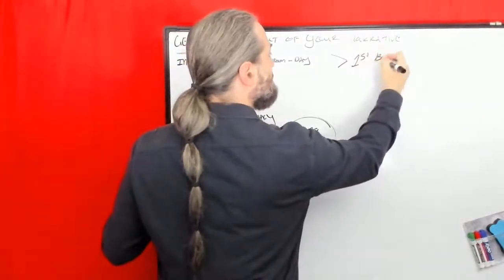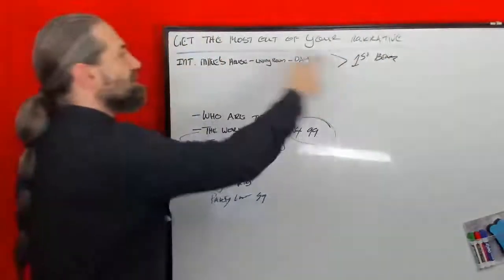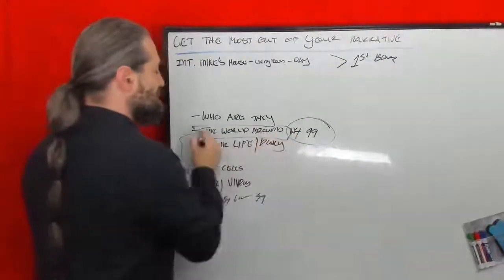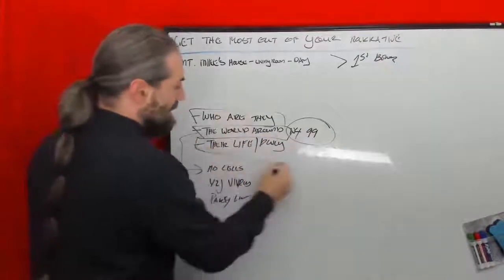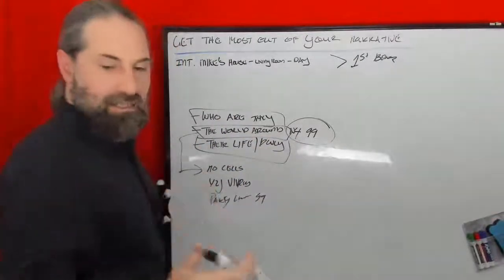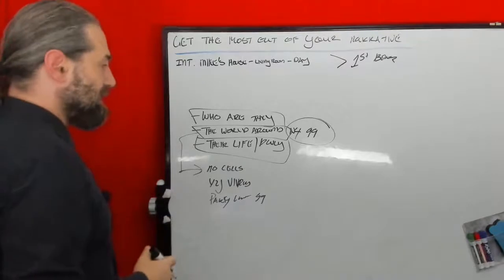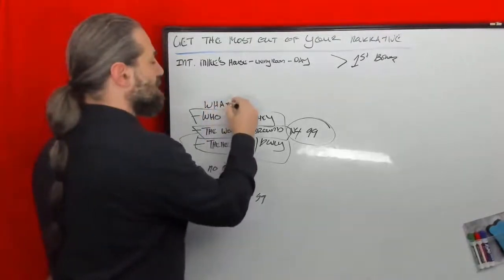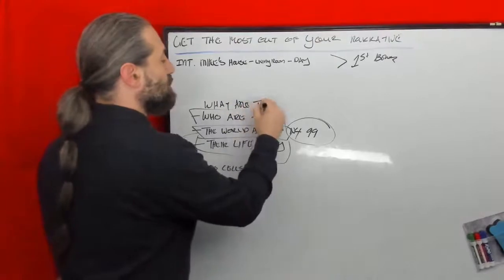First beat, which is the ordinary world. And how do we get the most out of our narrative? We're trying to establish the world around them, who they are, and their daily life, the things they go through. The other thing is, what are the rules of the world?